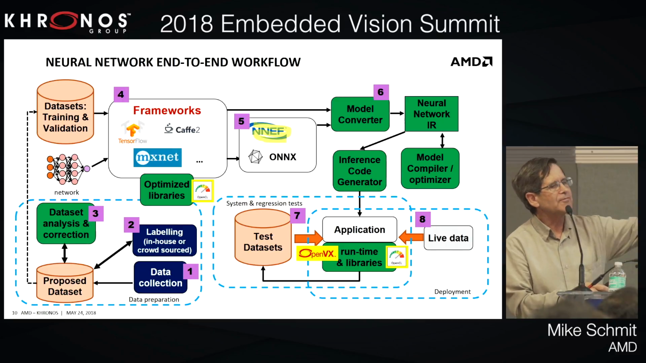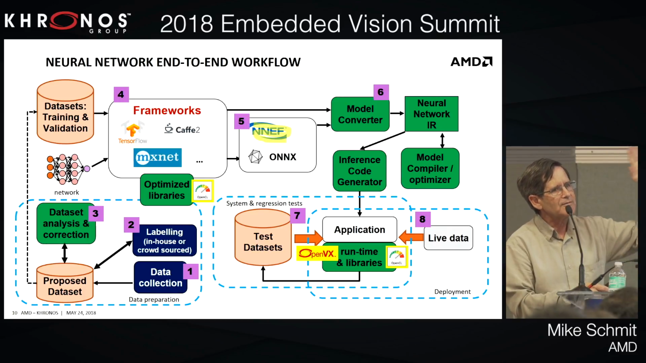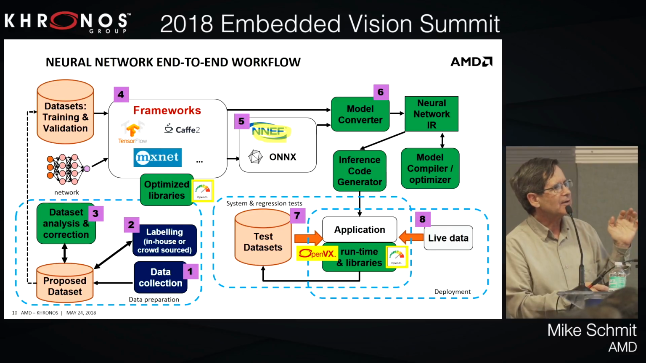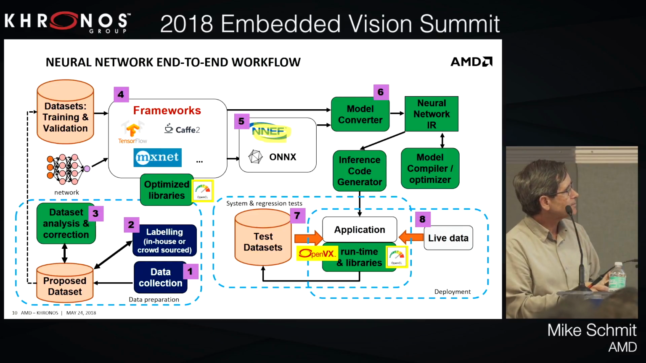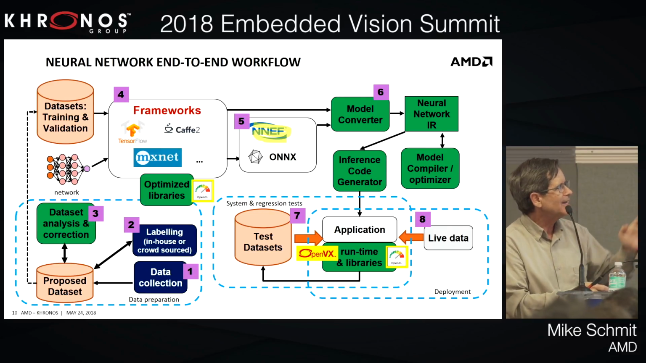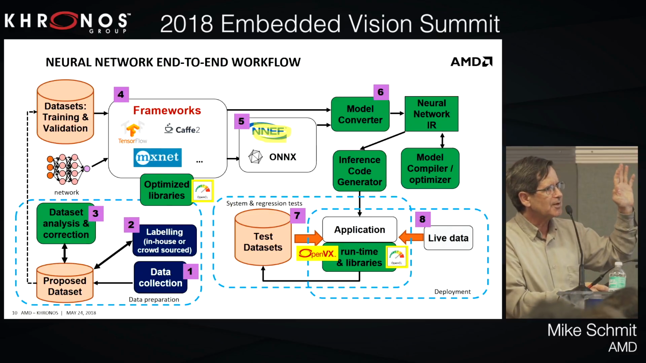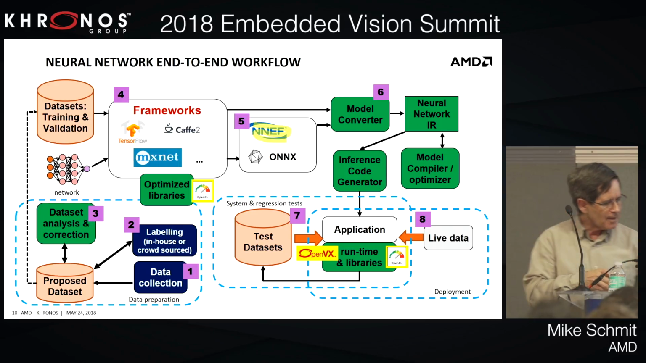And then finally, you can deploy it and you can bring in live data. So that's where we think the overall workflow is. And one of the things we're trying to do is enable people to do this and ease a lot of the pain points. You can see I've highlighted in yellow where all the different Khronos specs come into play. This isn't where all of them come into play. This is just the places that were easy to annotate on the diagram.